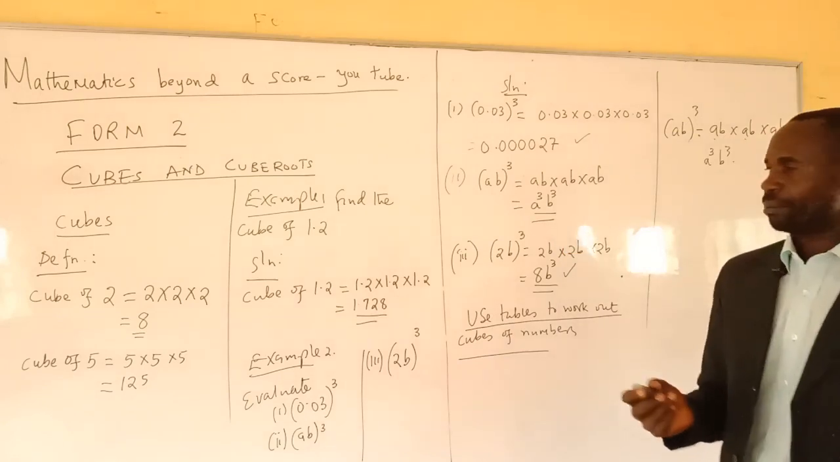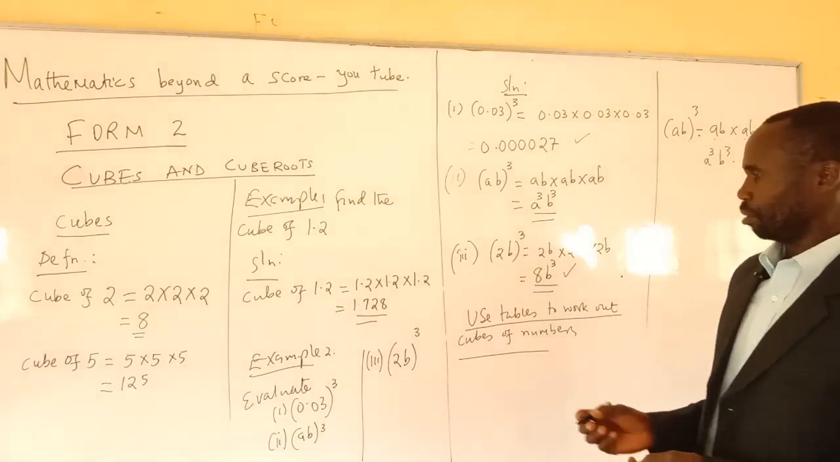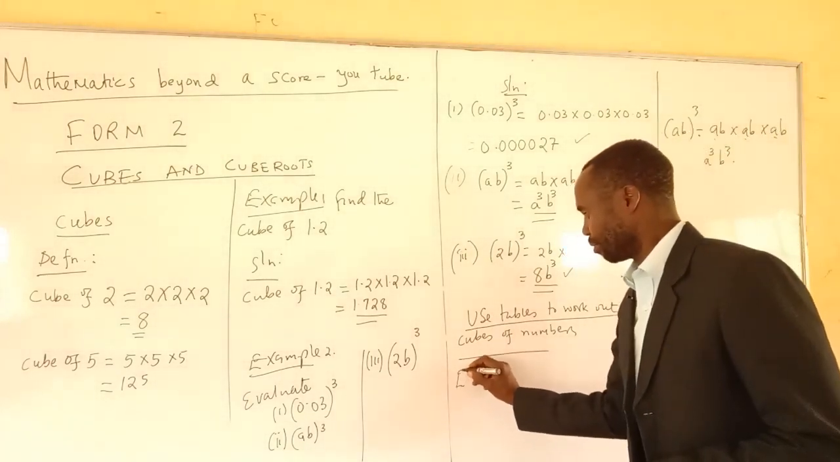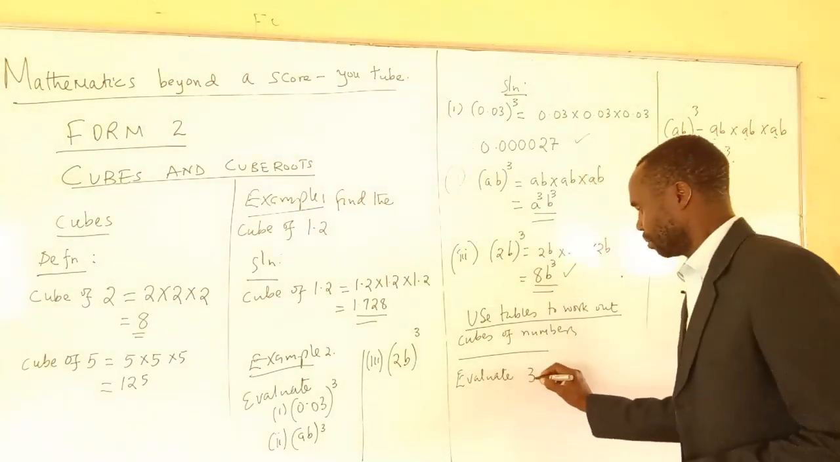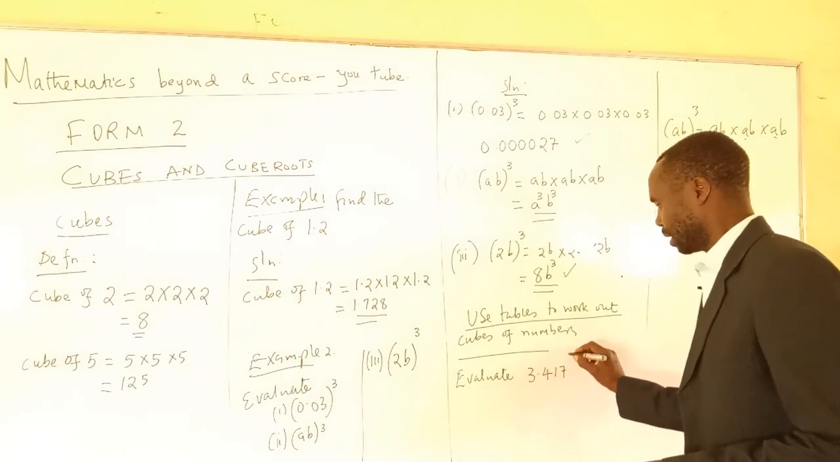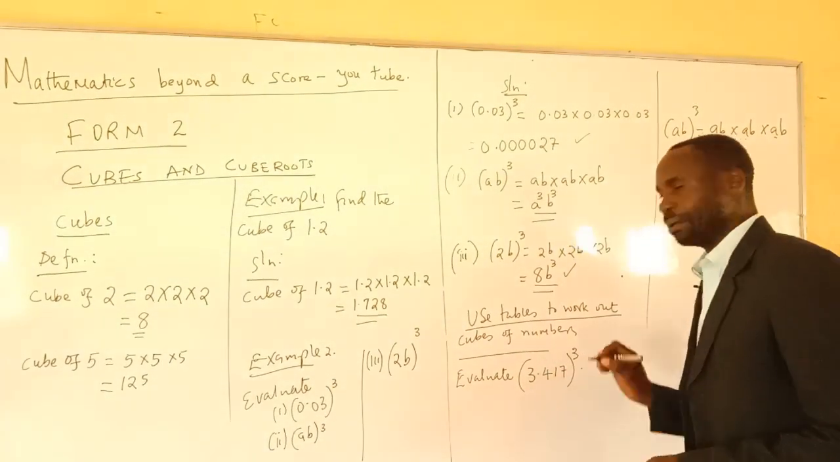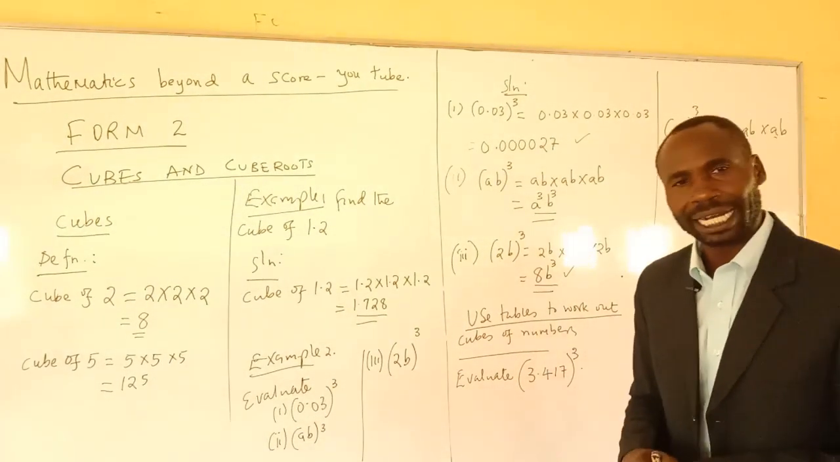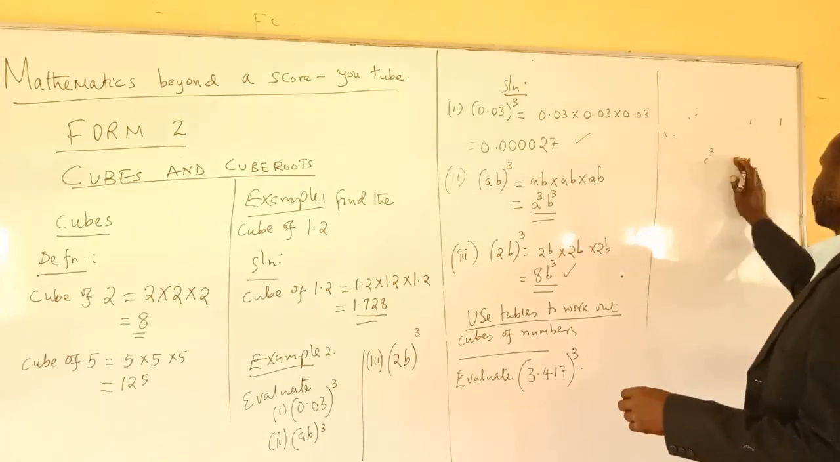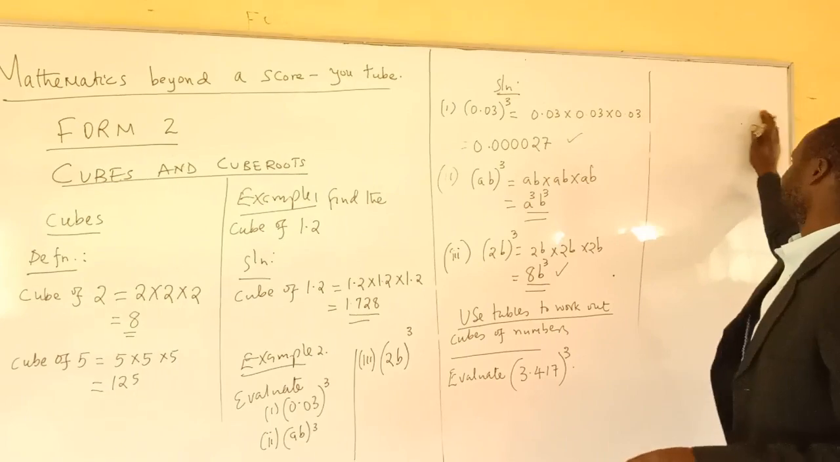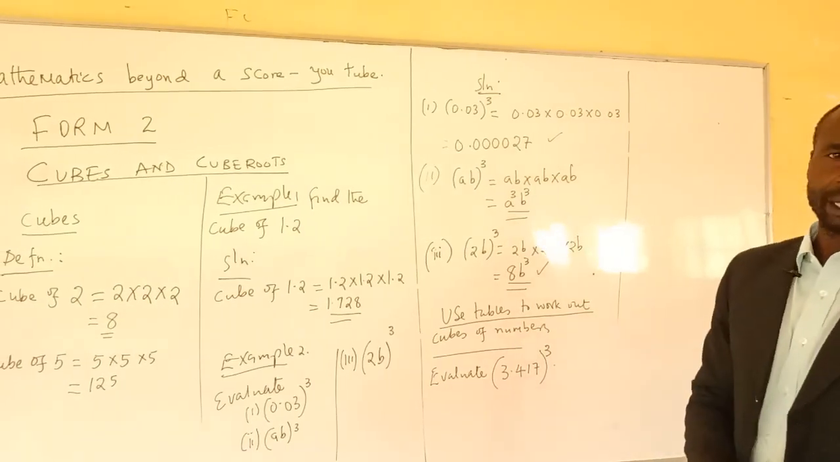For example, my students, you are given to evaluate 3.417 cubed, like this. By multiplication, you will work until the whole of this board is filled. Until the whole of this board is seriously filled, you will work and work and work.